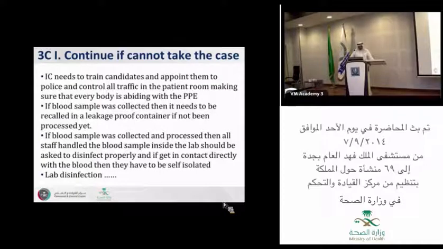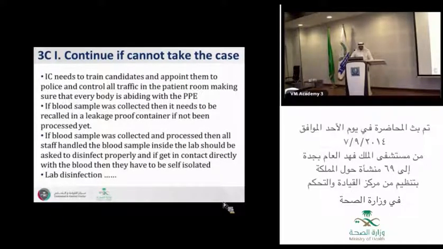Again, we have more points here. Infection control needs to train candidates and appoint them to police and control all traffic in the patient room, making sure that everybody is abiding by the PPE. And make sure that people who do not have anything to do with the patient must not go into the room, whatever it takes, even family members, unless it is a baby that will need to be taken care of by a mother or a father.